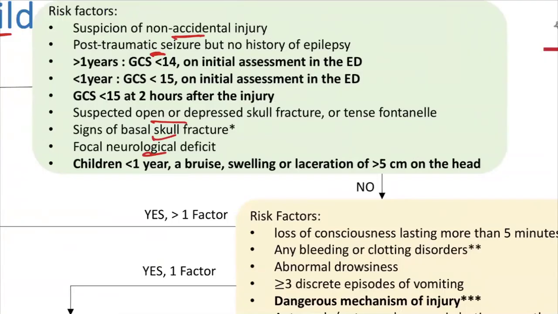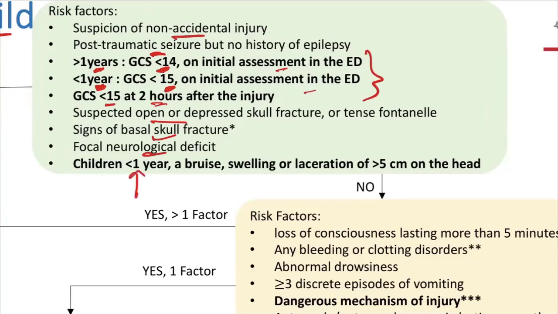What changes here? At the initial presentation, if the age of the kid is more than 1 year and the GCS is less than 14, or in an infant where the age is less than 1 year and the GCS is less than 15. Here it is 14, here it is 15. 14 for anyone who is more than 1 year. If it is less than 1 year, it is less than 15. At initial assessment in the emergency department, if present, that is an indication for CT scan. After 2 hours, it is a GCS of less than 15. Okay, remember that usually the confusion will be here.